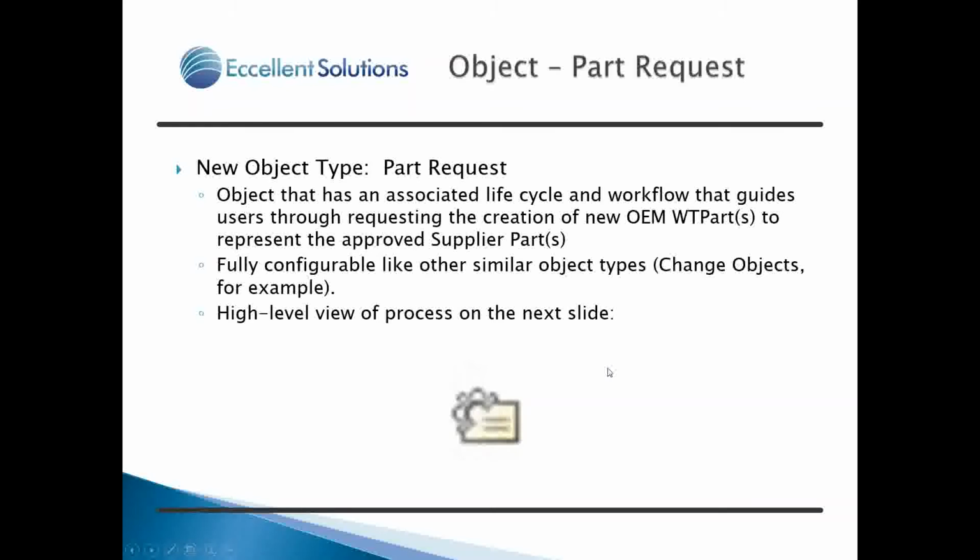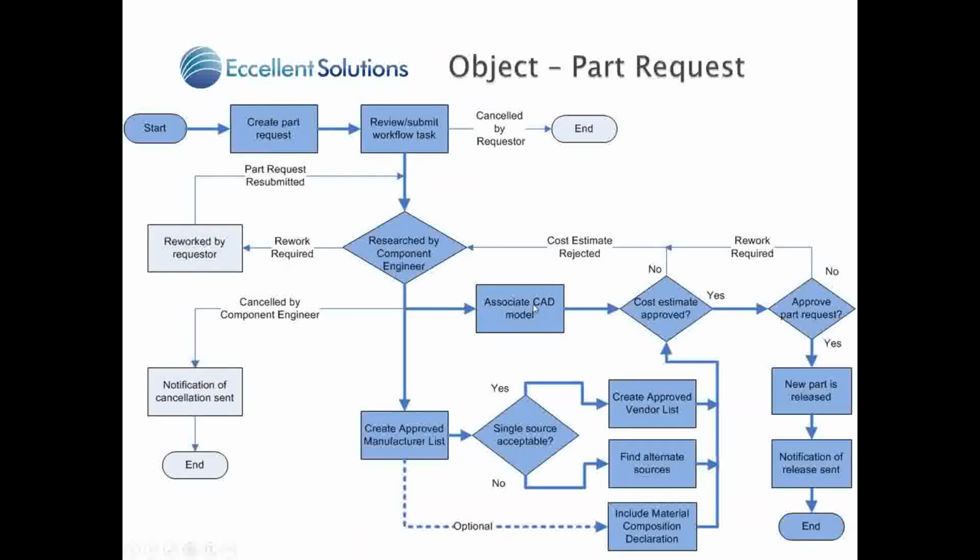Like the change object, it's also fully configurable, so you can create additional attributes. You can modify the workflow routings as well to satisfy whatever procurement process you typically have at your company. And the out-of-the-box process is shown on the next slide here.